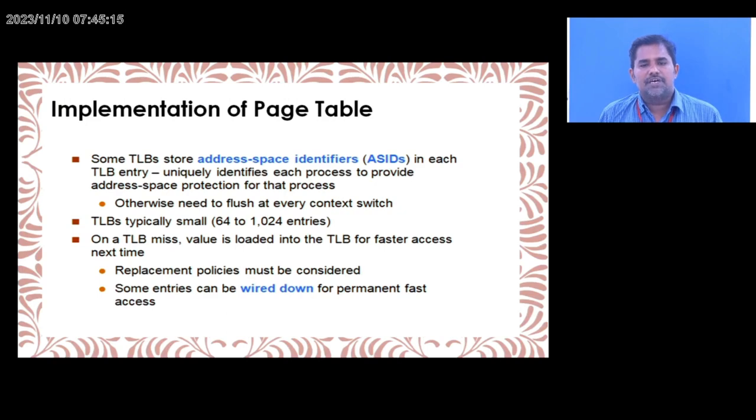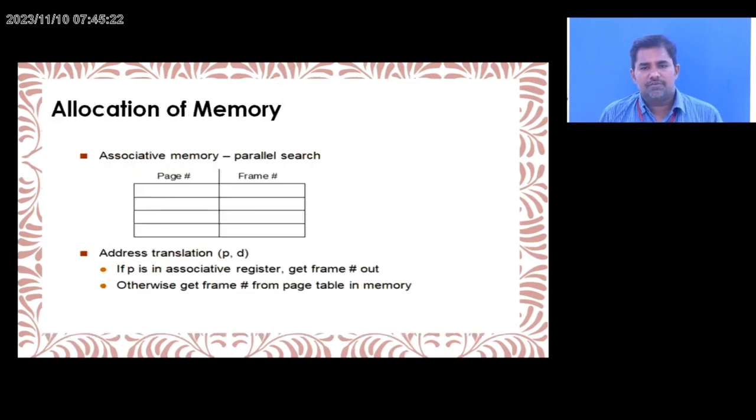Let us see what TLBs are. A TLB is typically small, with 64 to 1024 entries. It holds parallel sets like page number and frame number. So in address translation, we have a combination of P and D, where P is looked up in the associative registers and the frame number is output.